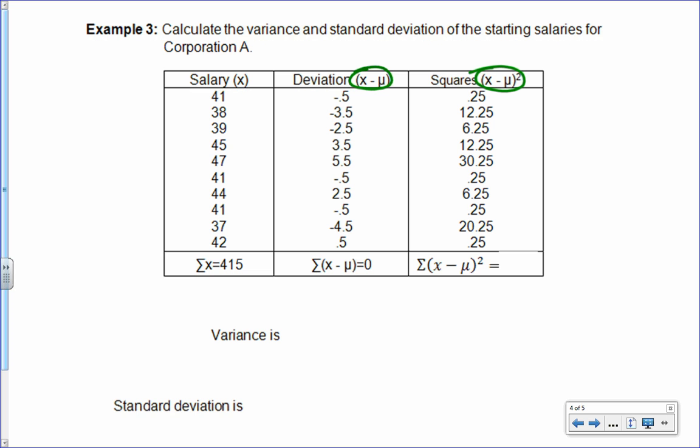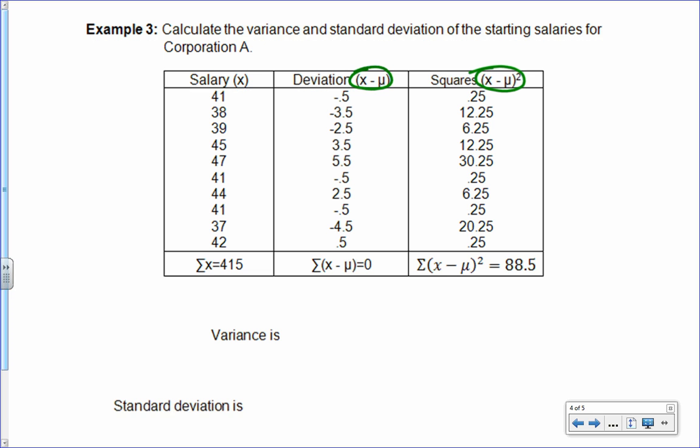Because our final goal is going to be to try and find a minimum. What did you get for your sum of your squared deviations? This is what I got. 88.5? Is that what you got? Okay. So right now that number means nothing to you, and I understand that. It will mean a lot as time goes on.